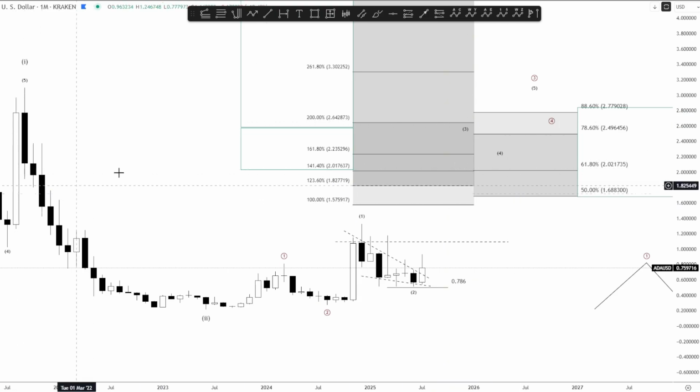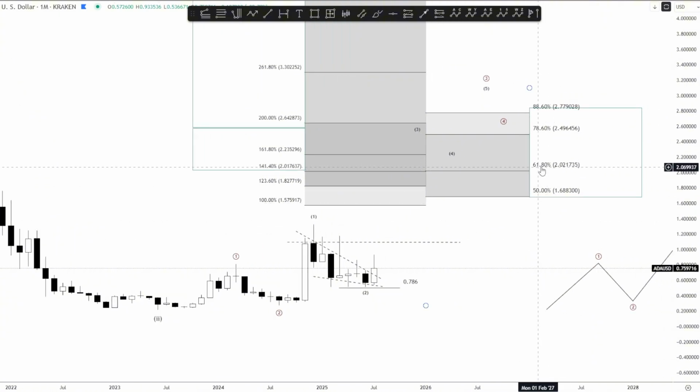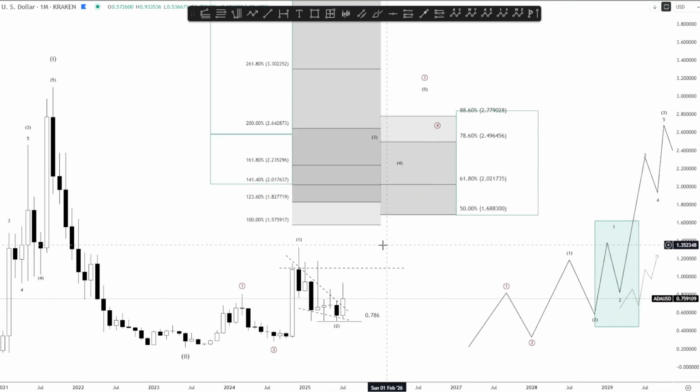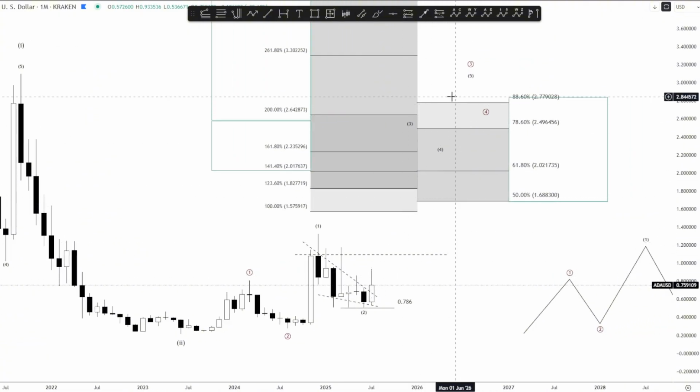So the first resistance area would be the 61.8 resistance level at $2, and the next target would be the all-time high. But this move, the move to $2, is not confirmed yet. First, we have to take this local high here. But why should we not see it, right?